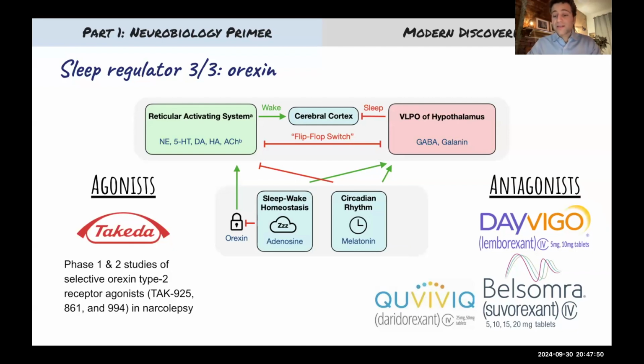One very new class of sleep aids are the dual orexin receptor antagonists, namely suvorexant, lemborexant, and daridorexant. These antagonize the orexin receptor to destabilize the awake state. On the flip side, some agonists are under development to treat narcolepsy.